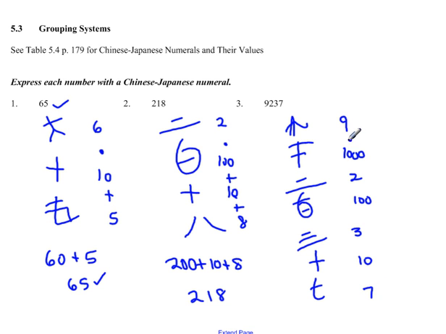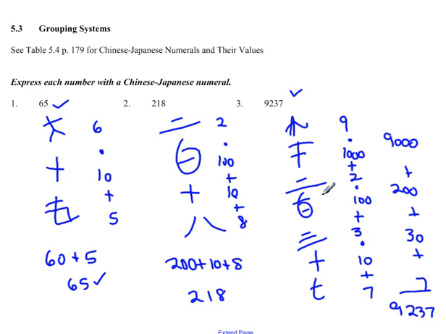Out of order, multiply. In order, add. Do the multiplications first. 9,000, 200, 30, and 7. Then add all these values up, and you do get 9,237. And it checks.